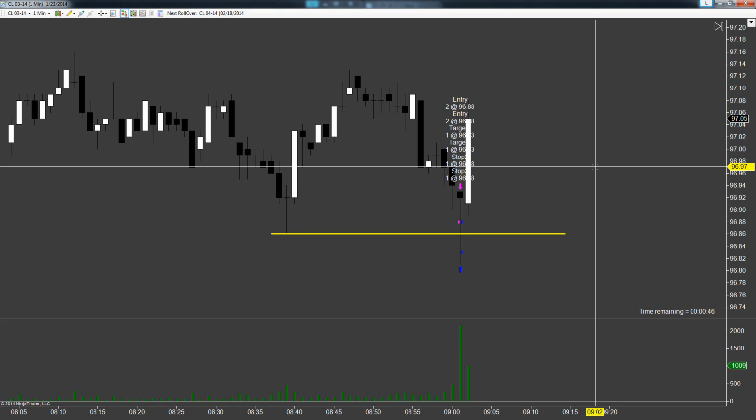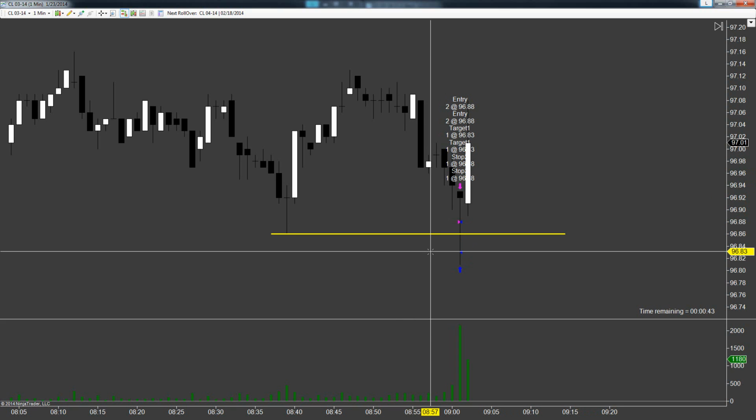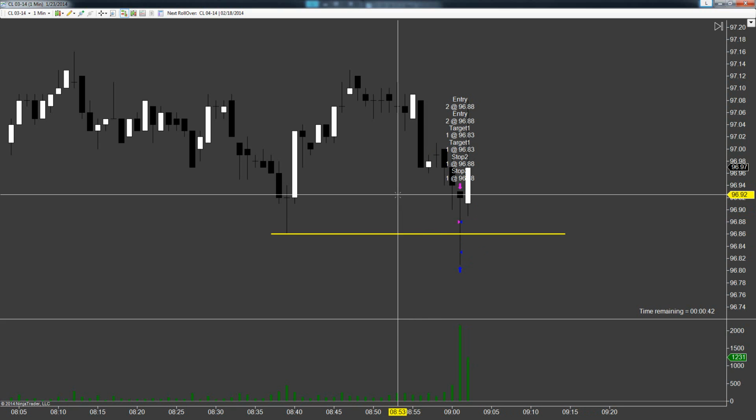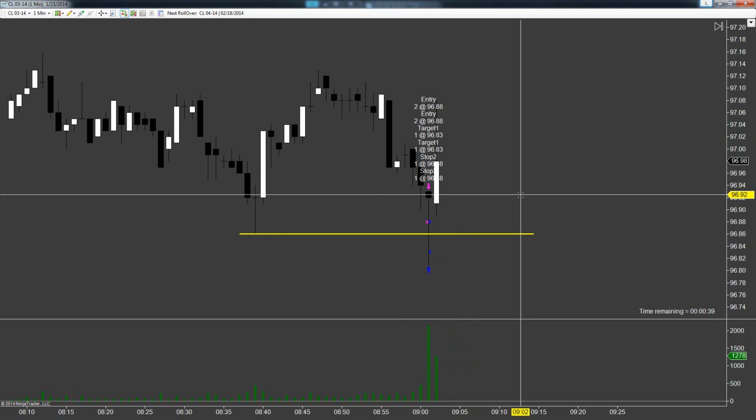So what we basically did here is take a nice quick breakout to the downside. 2 contracts off at +5 for $100, stopped out at break even, within a 1-minute candle. So $100 in under a minute, pretty solid to me. So that's going to be today's trade.